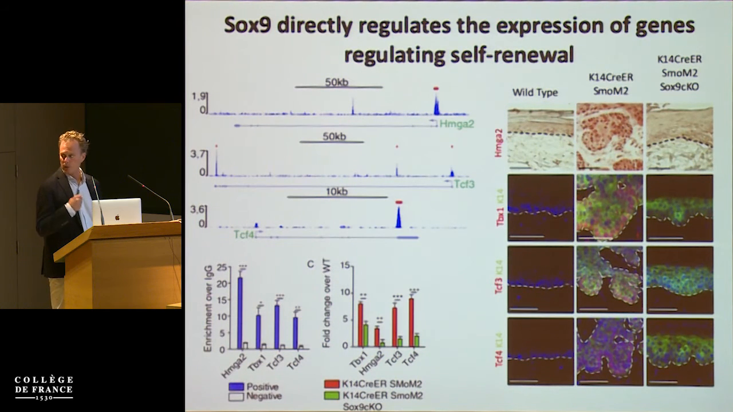HMGA2, which is an important gene that has been shown in the hematopoietic system to be important for self-renewing division. TCF3 and TCF4, which are essential in the gut to promote self-renewing division of the intestinal crypt. And TBX1, which is also an essential transcription factor important for maintaining the renewing of the skin epidermis. And upon SOX9 deletion, none of these factors are any longer expressed in the oncogene-expressing cells.